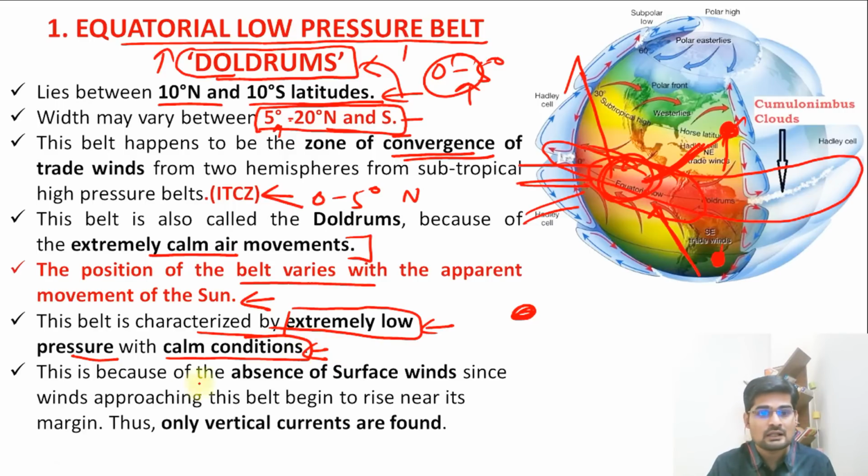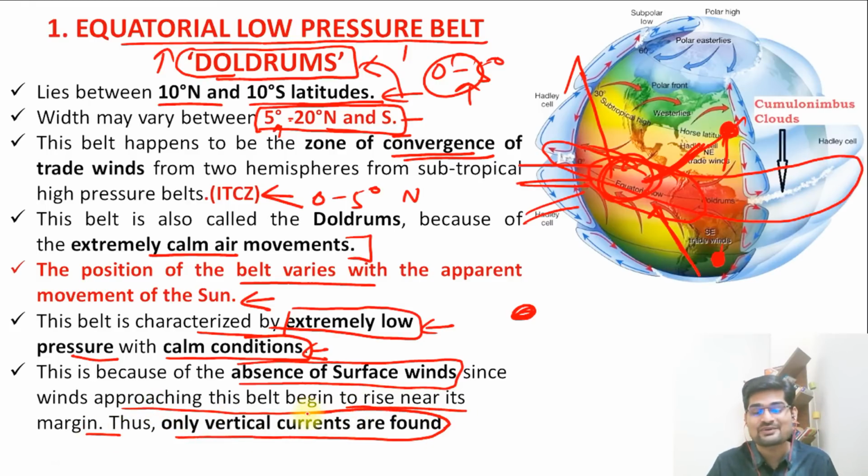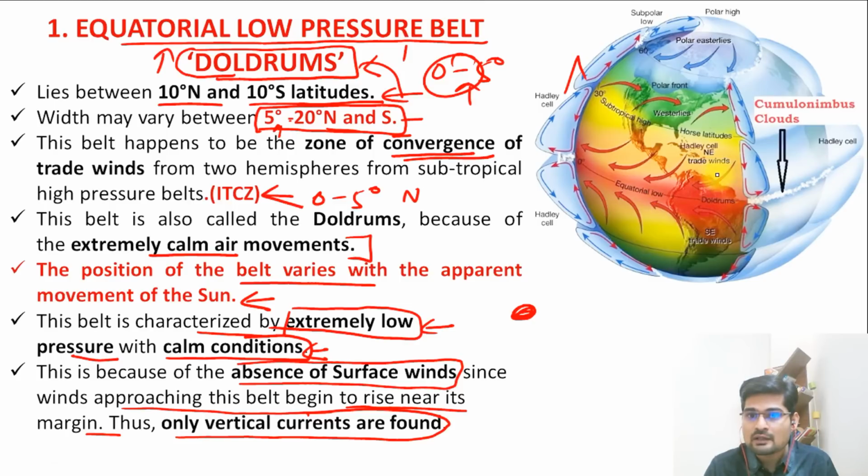So remember that there is an absence of surface wind here. Since the winds approaching this belt begin to rise near its margin, only vertical currents are found. So what happens if you look into this image? Now let me clarify this once more. The winds of similar nature are coming here. The winds from this side and this side are coming together, but they have a similar nature. So when they meet, what happens? They go upward, and this particular zone remains calm because there is no surface wind, and that is why this calm area is known as doldrums, which doesn't have much air movement. Right?